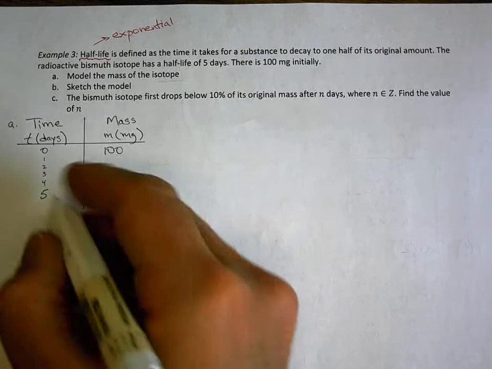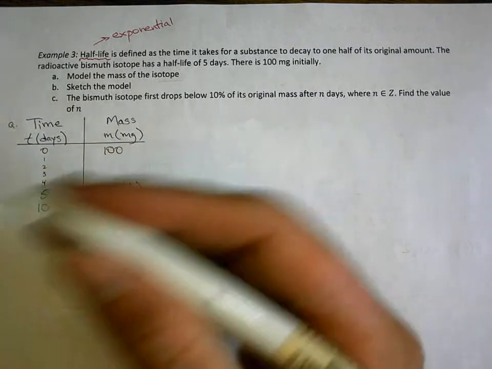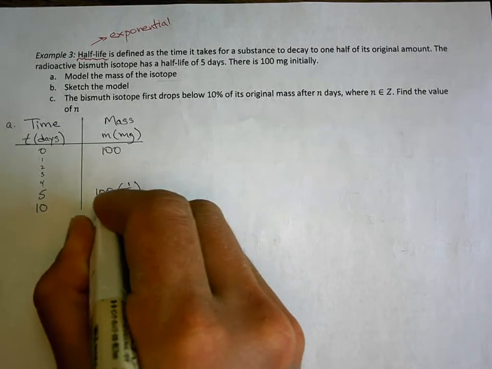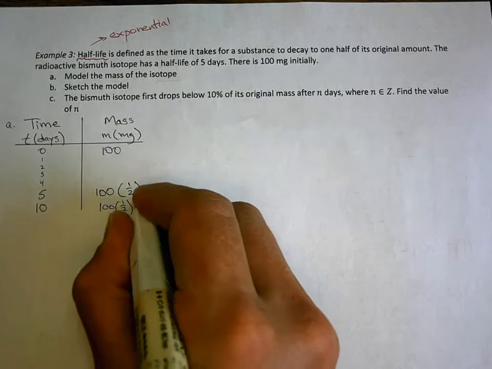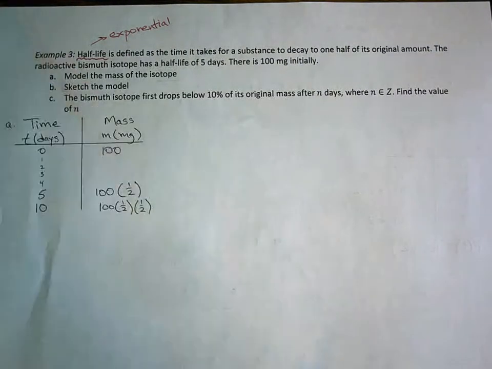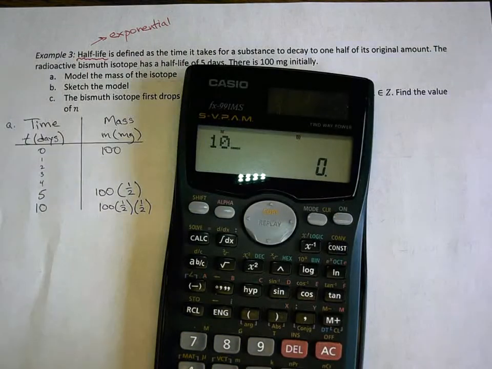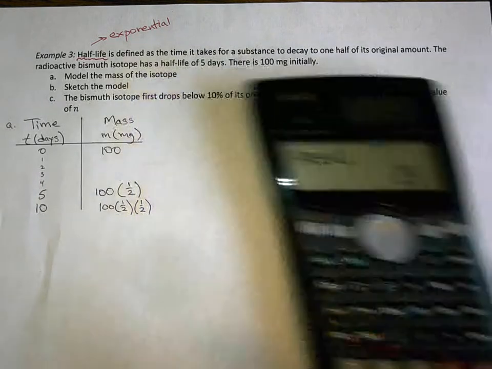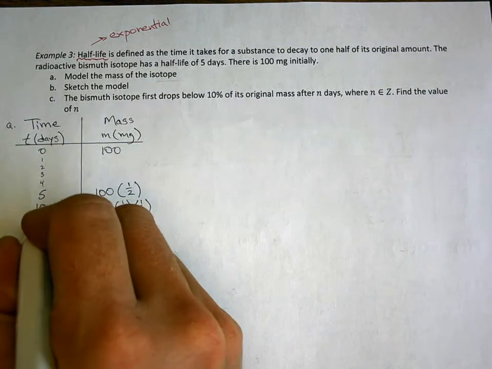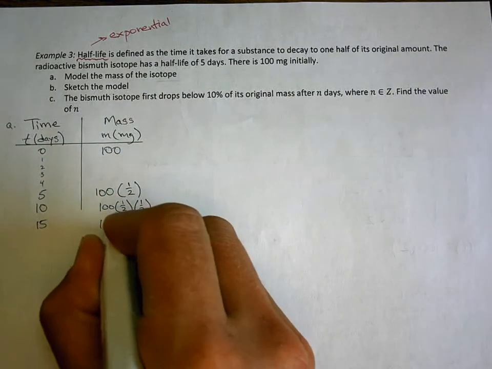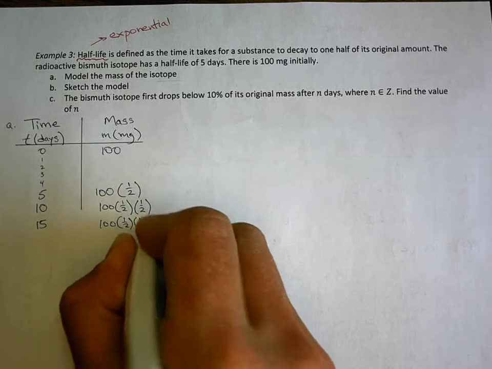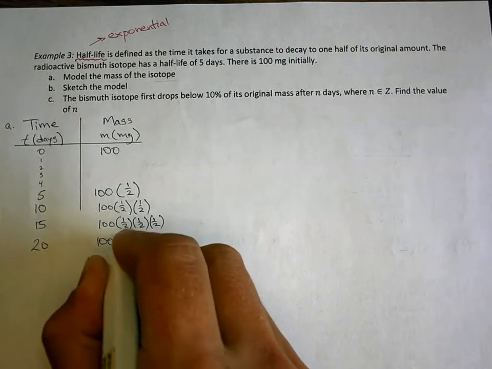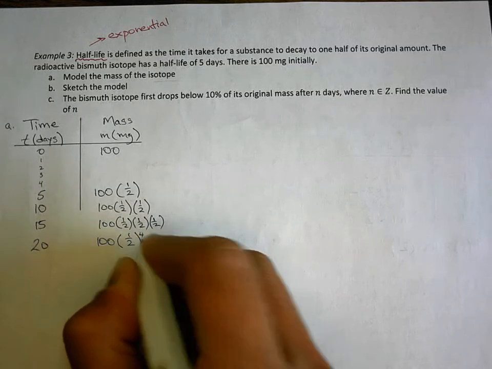Then 6, 7, okay, at day 10, it's going to half again. So whatever answer I had here, I'm going to half it. So 100 times half, which was 50, I'm going to half it again. If you want to see this with a calculator, it is 100 divided by 2. That's what they have after 5 days. Divide by 2 again, 25, etc., etc. After 15 days, I have half times half times half. I think we see the pattern. After 20 days, I have 100 times half to the power of 4.